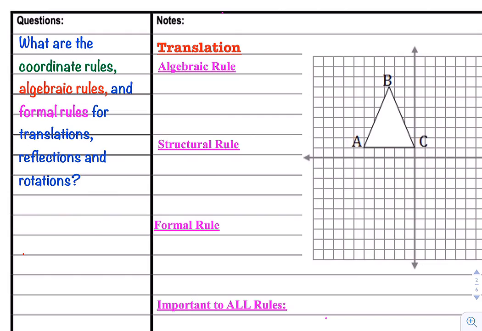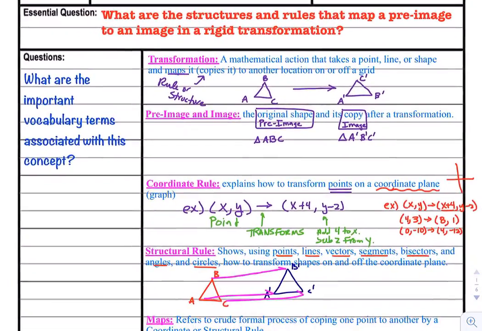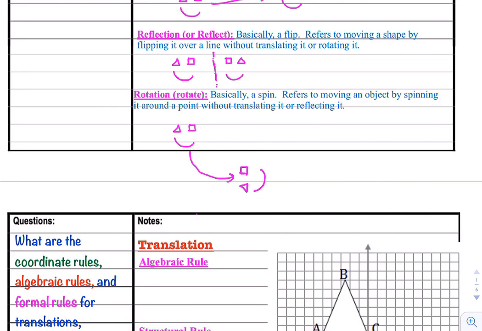Ladies and gents, let's go ahead and get into the notes. Now, this is going to be part two. So, we've had a chance to talk about some of the basics of translations, reflections, and rotations, some basic theory, and now you've also worked through those three investigations.